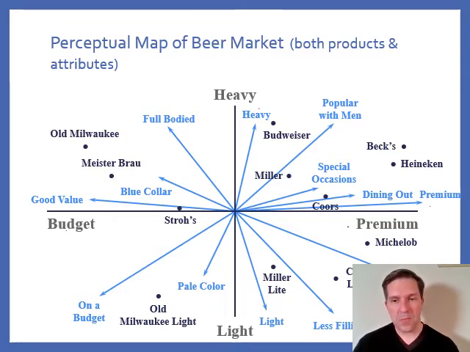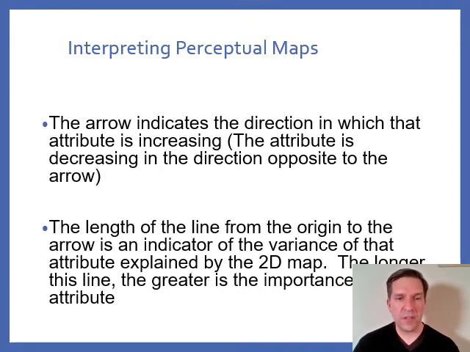Okay, good. Now, this is kind of a reiteration of the same thing that I've said, right? The arrows indicate how the attributes increase, right? And the length of the arrow tells me about the variance that is explained by the 2-dimensional graph, which we're going to call the perceptual map. Okay, so the longer it is and the closer it is to the axis, the more likely it is a good candidate to name the axis.